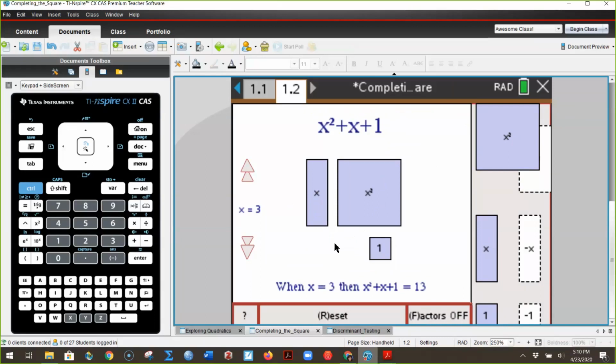So I have this expression here. I have x squared plus an x plus a 1. And then it's evaluating this expression for me at 3. So I have x squared plus x plus 1 with x equals 3, and that's 13. And if I'm trying to complete the square, that's not quite a perfect square yet. So that's something that we can explore here. Now, I also have this factors off. I'm going to turn factors on, and nothing happened. Well, why did nothing happen?